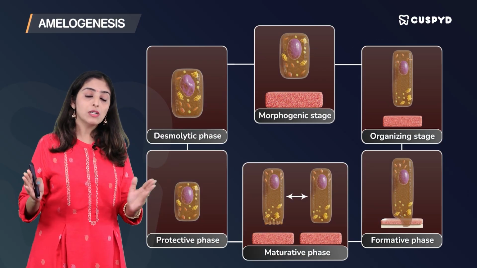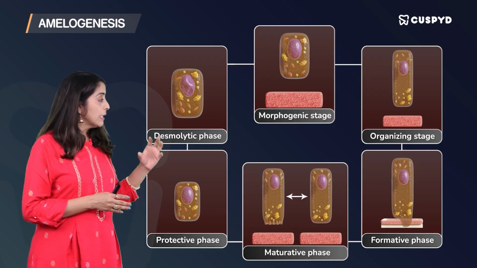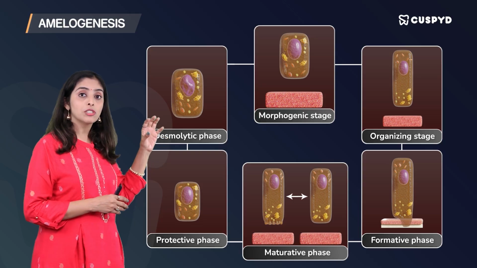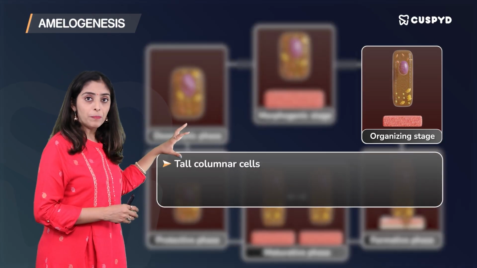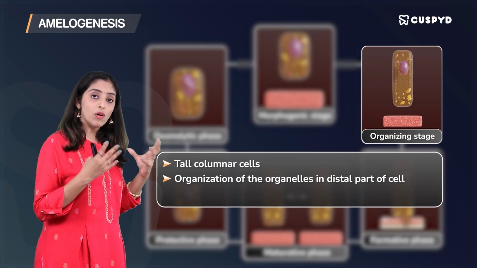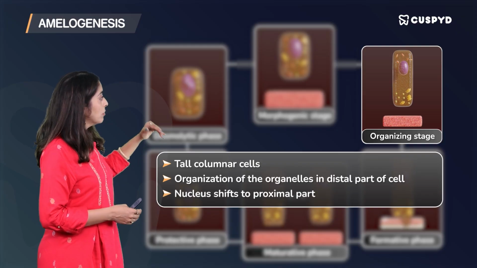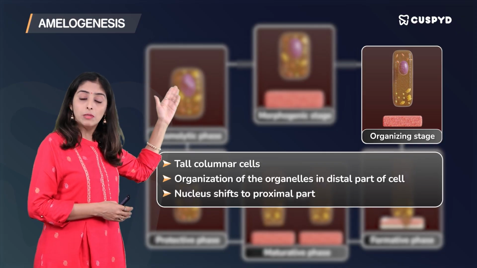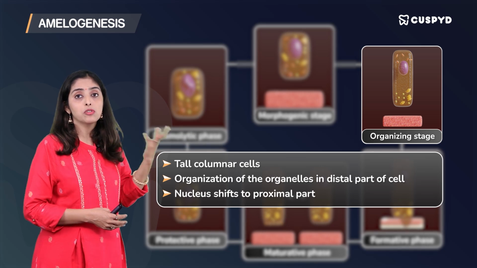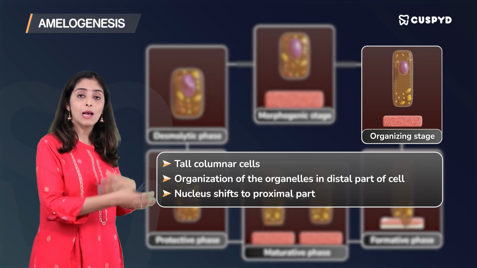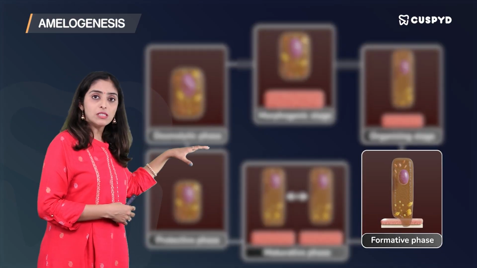So, if I want to summarize the entire process of amelogenesis, remember it is these ameloblasts which are low columnar cells which gradually become tall columnar. There is organization of the organelles in the distal part of the cell, distal to the nucleus. The nucleus shifts to the proximal part. Remember why it is called the proximal part? Because from there, that is the area where it is actually supposed to secrete. But you have secretion happening from the distal end. So, all the organelles have come down to the distal end.